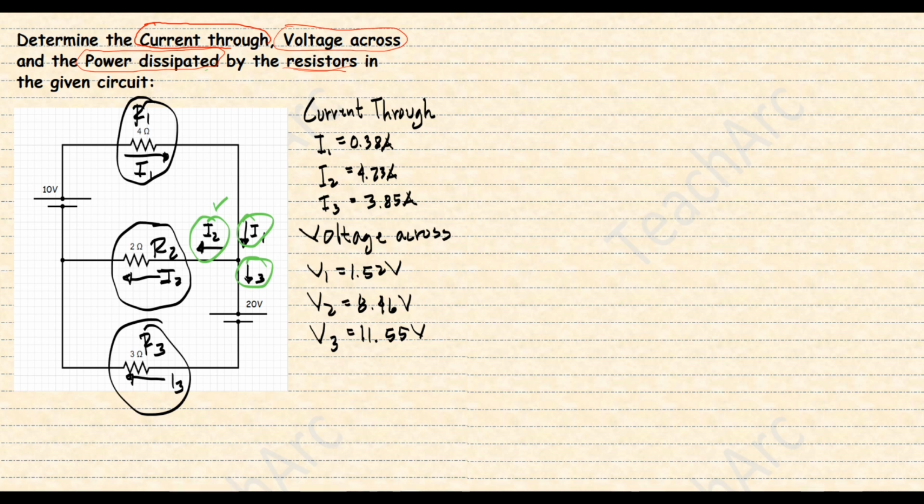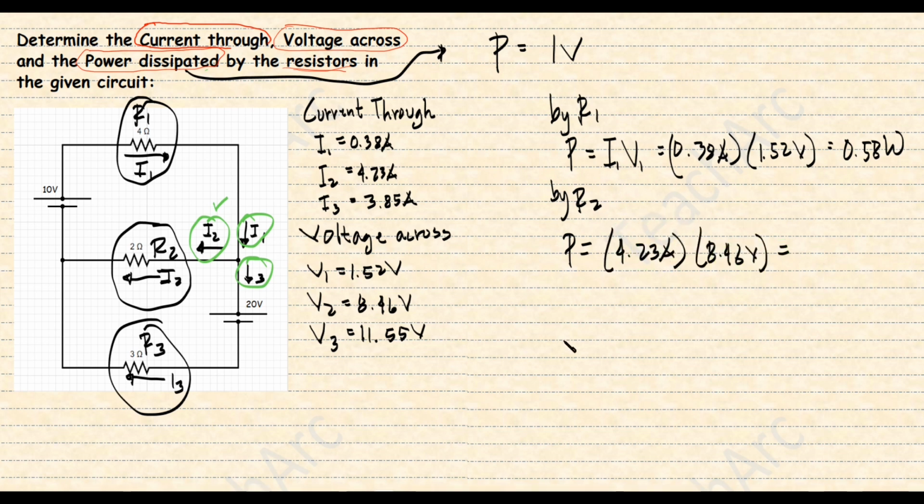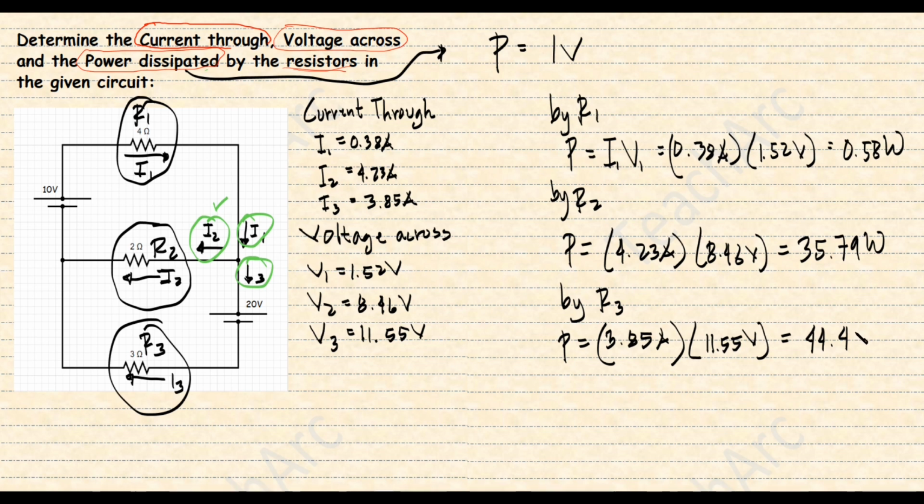And for the power dissipated by each resistor, we can use the formula P is equal to I times V. Therefore, the power dissipated by resistor number 1 would be 0.38 amperes times 1.52 volts, which will give us 0.58 watts. Same idea will be applied to R2 and R3. So the power dissipated by R2 would be 35.79 watts and 44.47 watts will be dissipated by R3.